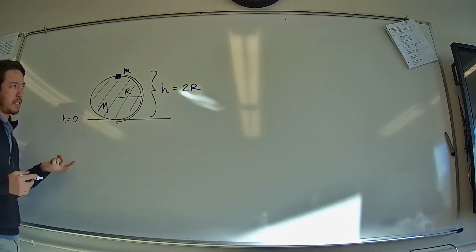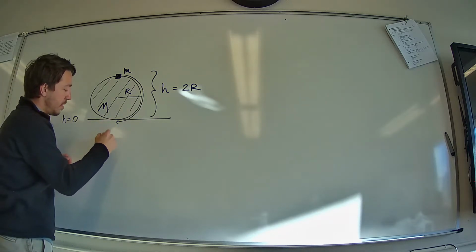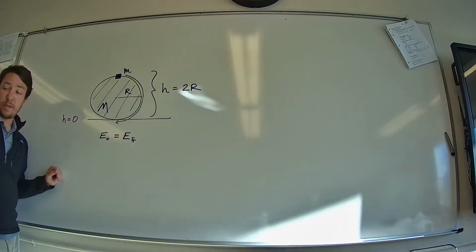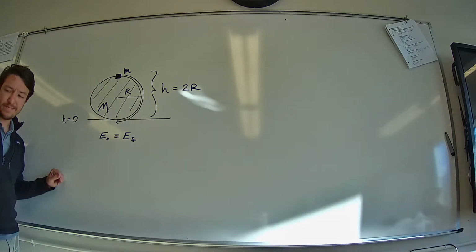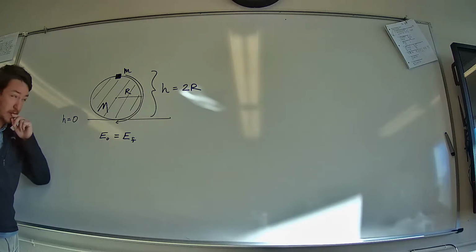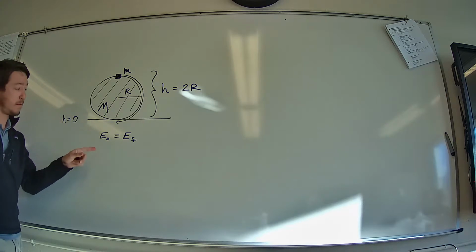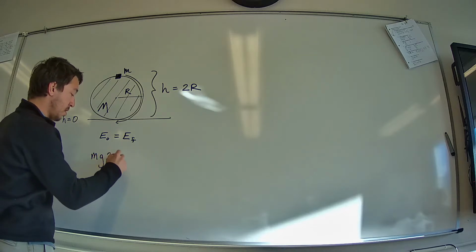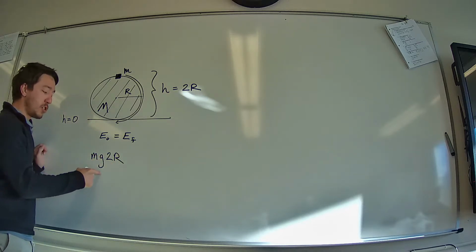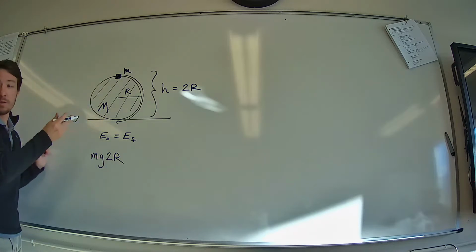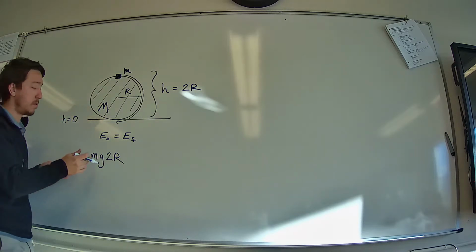So you might start off and say, initial total energy is equal to the final total energy. How much energy does the system have initially? It's not moving, so kinetic is 0, but potential is MGH, with a height of 2R. Make sense? So the initial energy of the system is all stored as potential energy, MGH.